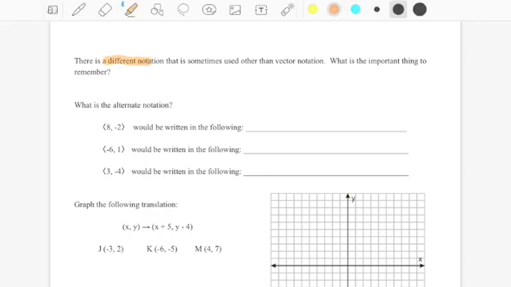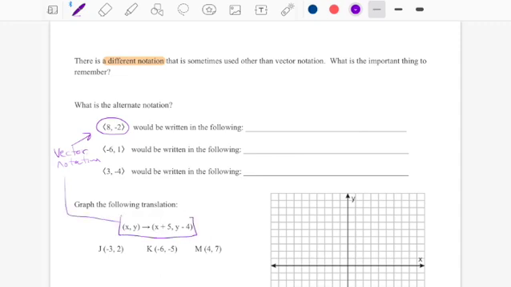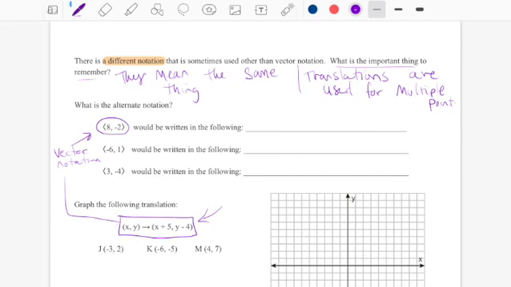Okay, so there's a second notation, right? There's a different notation that we use when talking about these vectors. And so this is the one kind of notation. This is called vector notation. Then there is also what would be called translation notation. And it looks kind of like this. So there's two ways that we write this. And the most important thing to remember, they mean the same thing. Although typically with this sort of translation notation, we see this with multiple points. And that's not always true, but it's usually true.